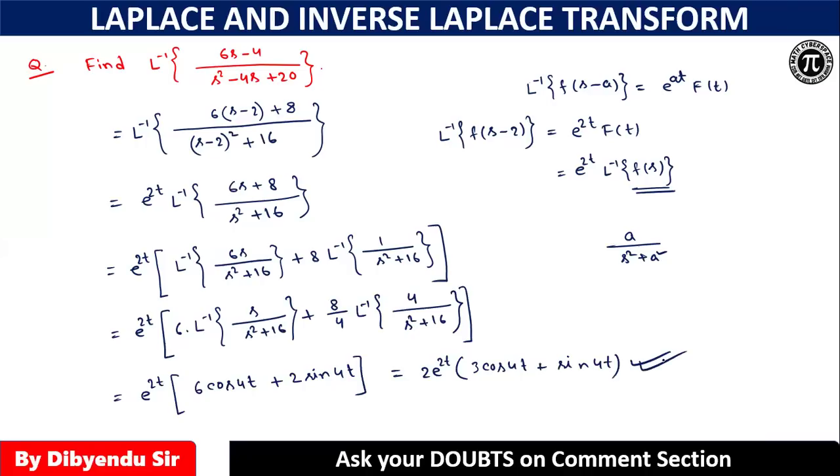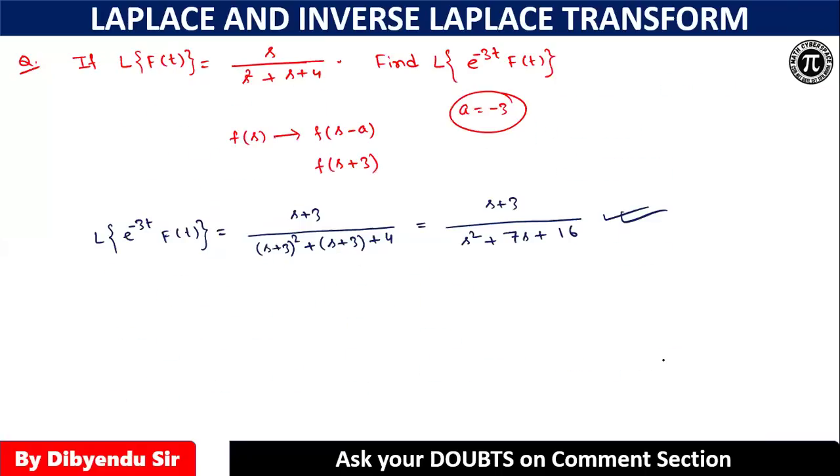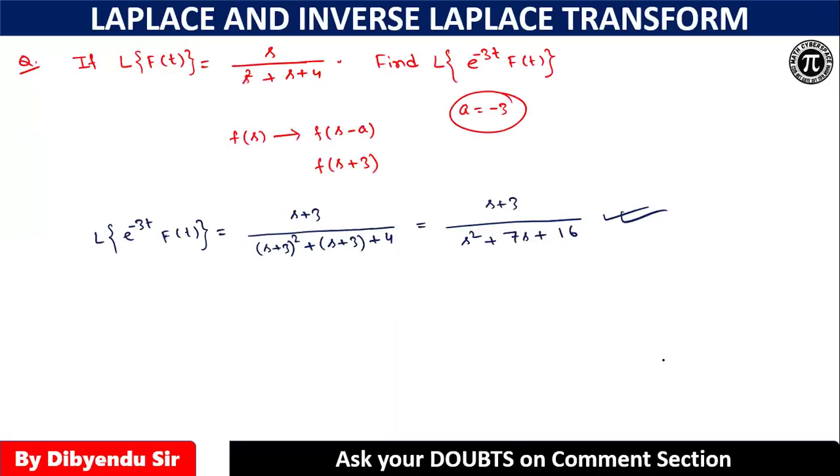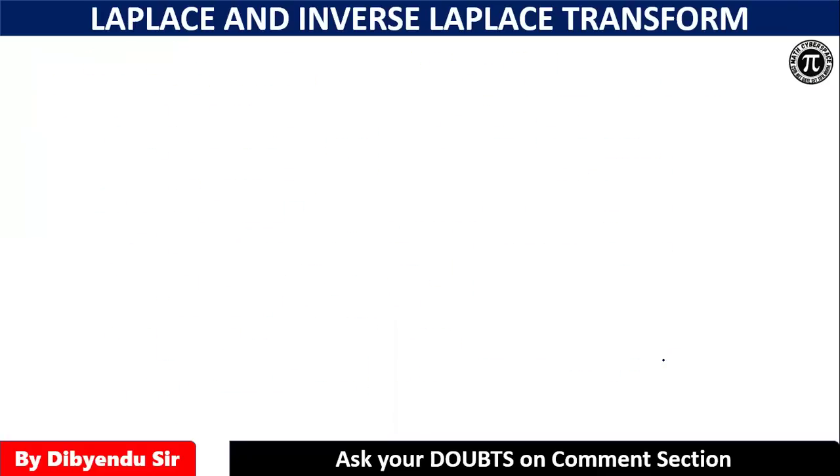Okay, clear? So very simple. You just have to see that if the given function f of t is multiplied by e to the power at, you can use the first shifting property of Laplace transform. Similarly, if s is replaced by s minus a, then you can use the first shifting property of inverse Laplace transform. Okay. Now come to the next topic, which is the second shifting property.